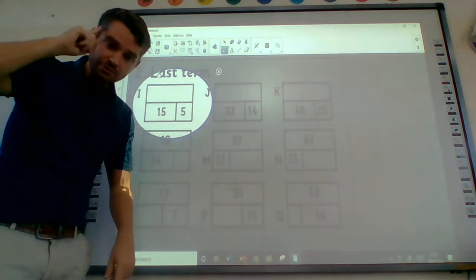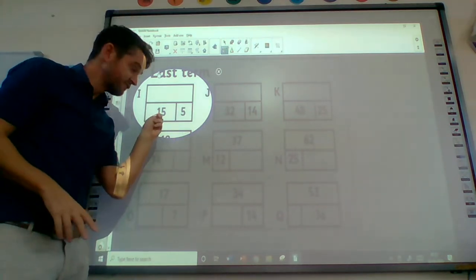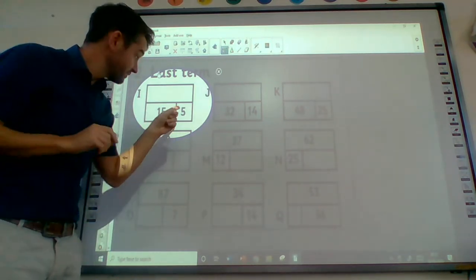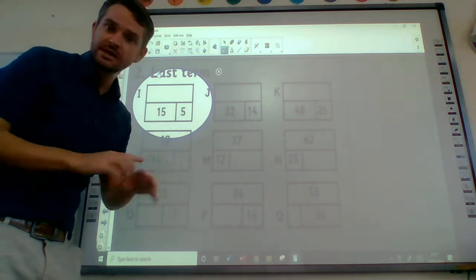Some of them you'll be able to do in your head and with your fingers, like 15 add 5. One of those is a small number, so you can use your fingers easily.